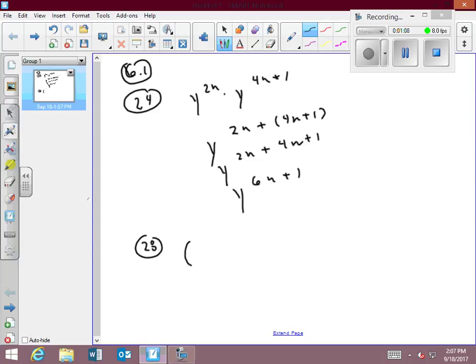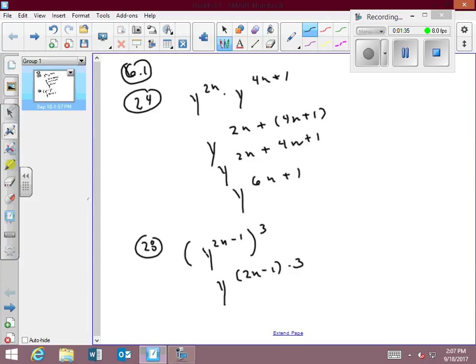Now, 28 says y to the 2n minus 1, all to the third. Now what do we do with the exponents there? Multiply the 3 times the exponent, so it's y to the 2n minus 1, and you multiply the 3, right?